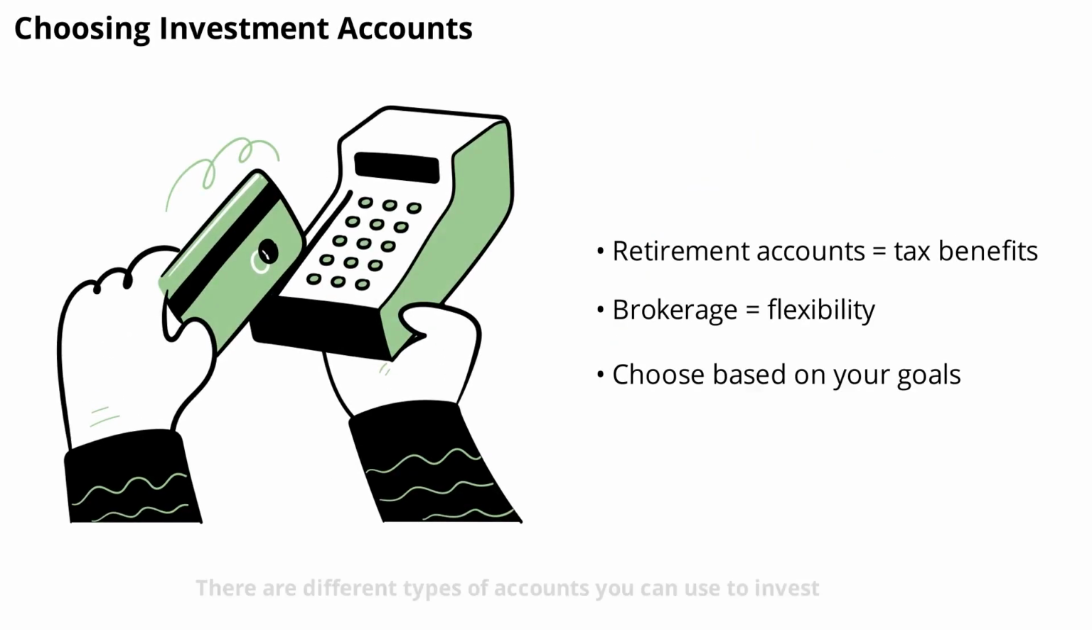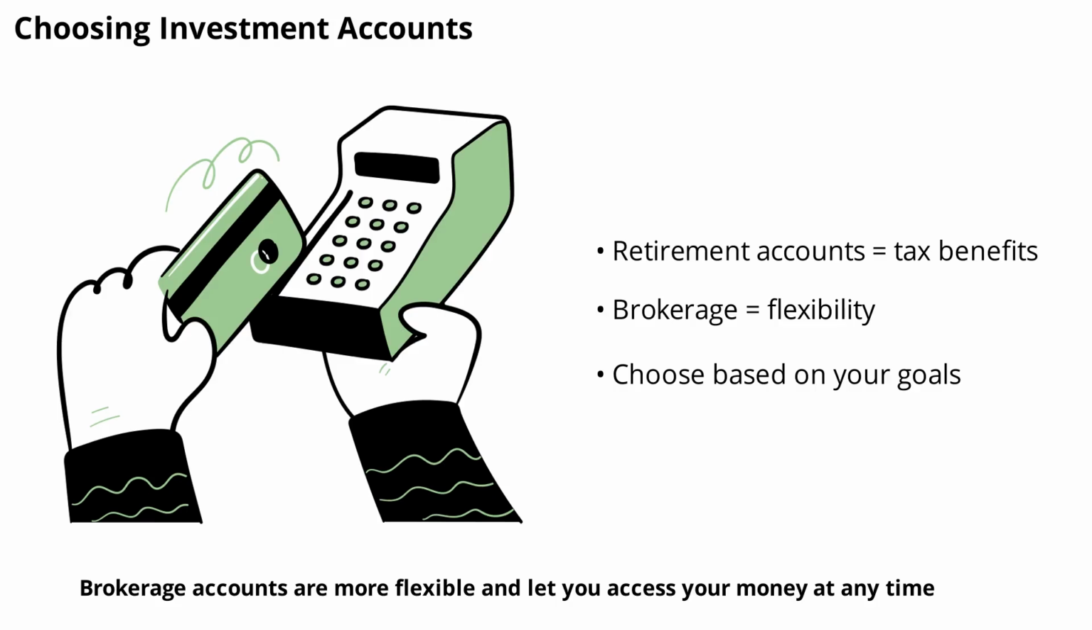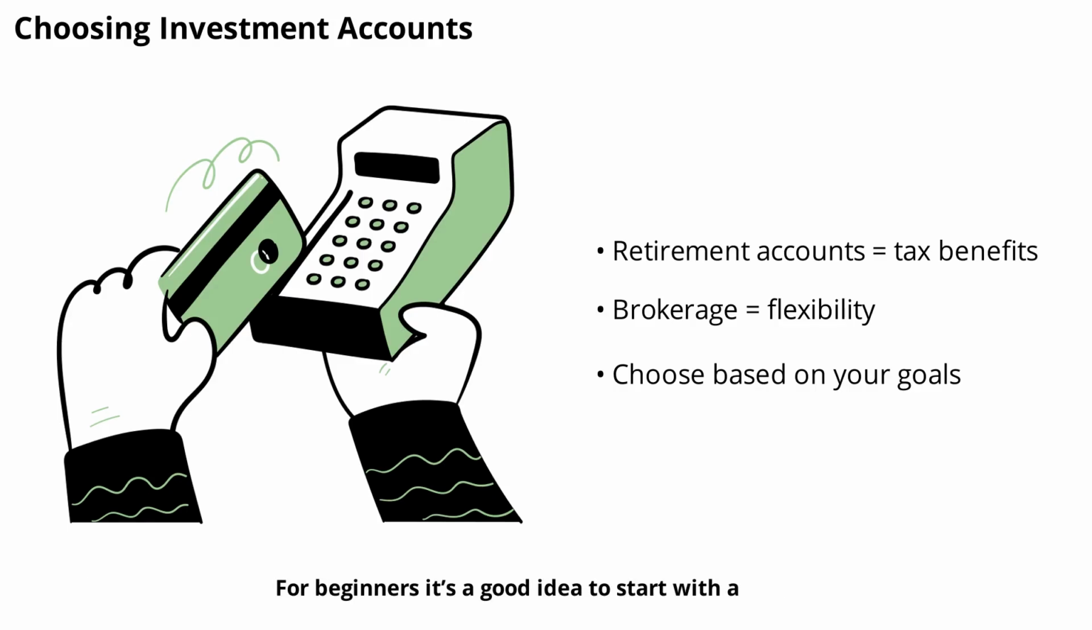There are different types of accounts you can use to invest, such as retirement accounts, like IRAs or 401(k)s, and regular brokerage accounts. Retirement accounts often offer tax advantages, which can help your money grow faster. Brokerage accounts are more flexible and let you access your money at any time. For beginners, it's a good idea to start with a retirement account if you're saving for the long term, and use a brokerage account for shorter term goals.